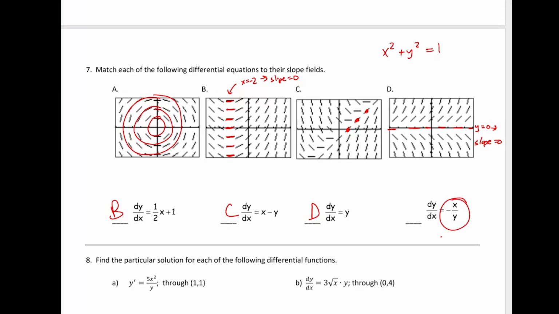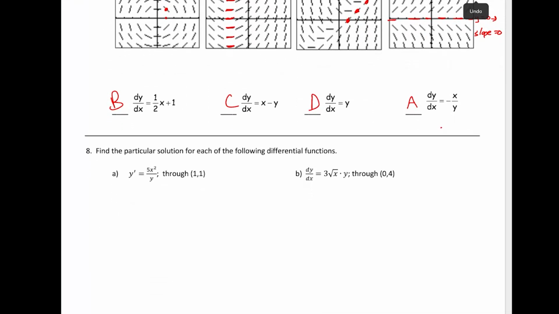You could plug in a few more points if you're not totally convinced that that's going to be the answer. Process of elimination kind of gives it to us, but let's just pick a point here. Let's say we pick 1, 1. We can see we've got a slope of -1, and that definitely checks out there.